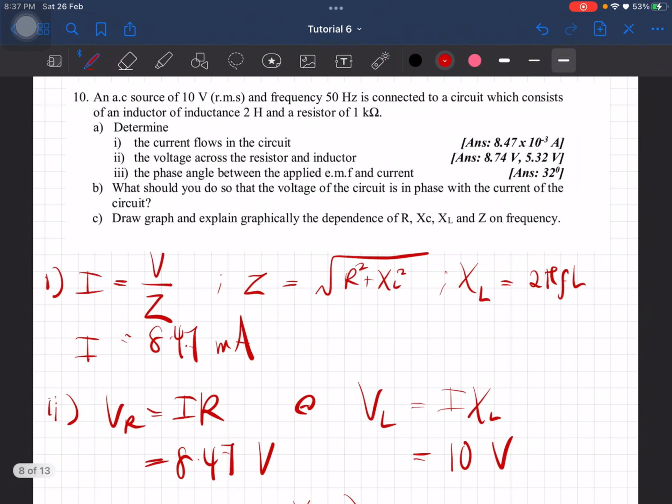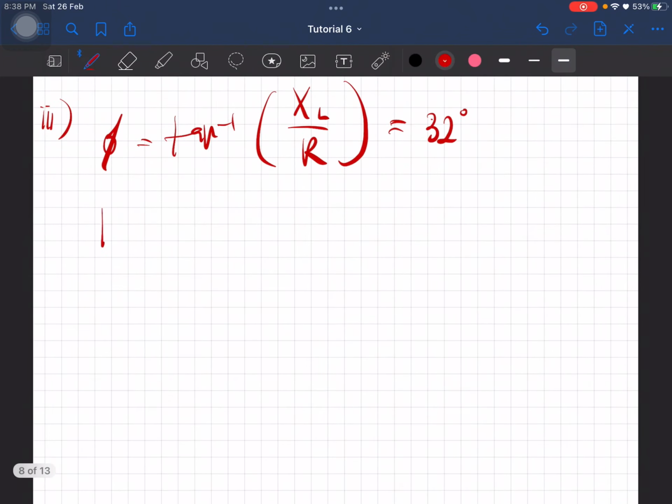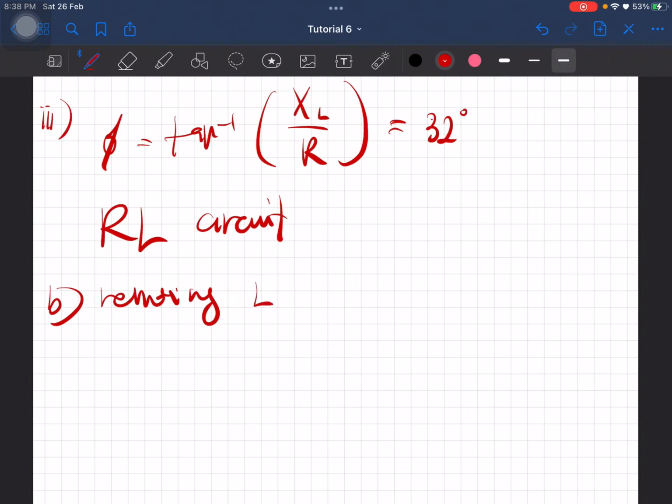Then question B, what should you do so that the voltage of the circuit is in phase with the current? Okay, so this is an RL circuit, so the voltage will not be in phase with the current. But what we can do is by removing the inductor. Removing the inductor will cause the voltage to be in phase with the current.